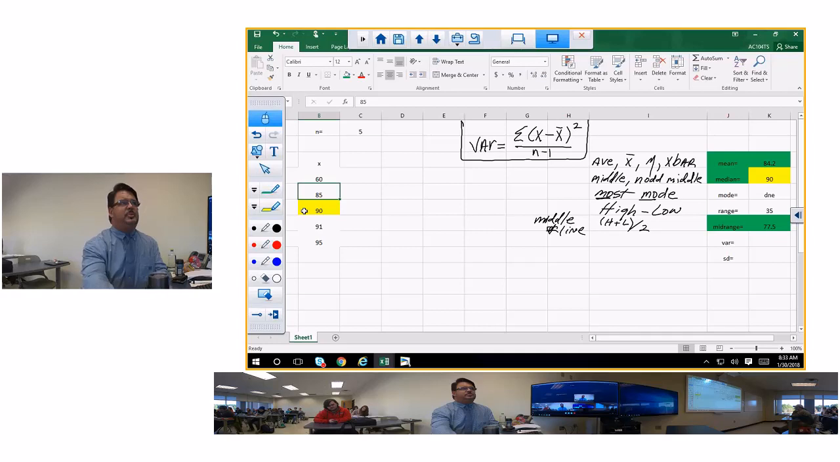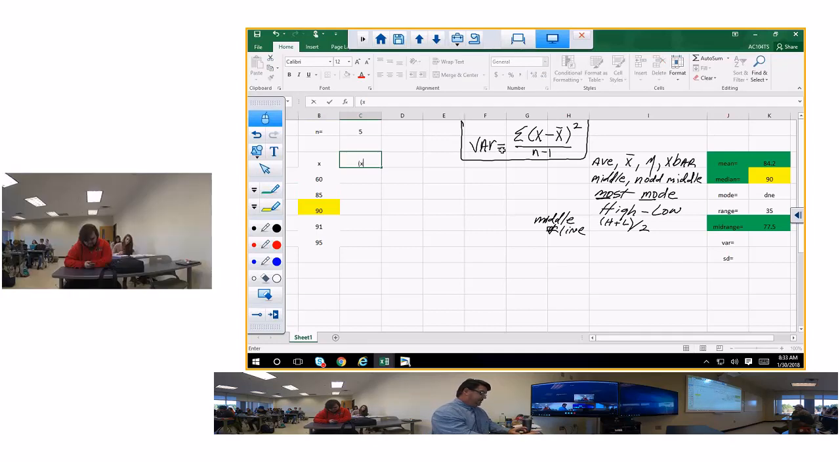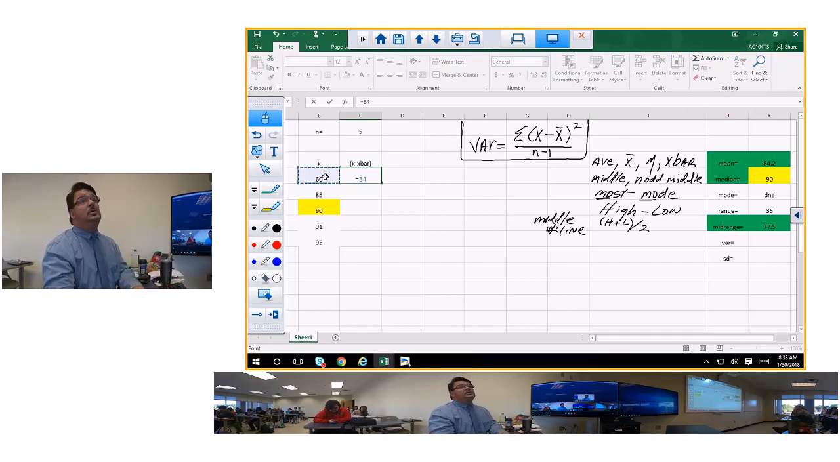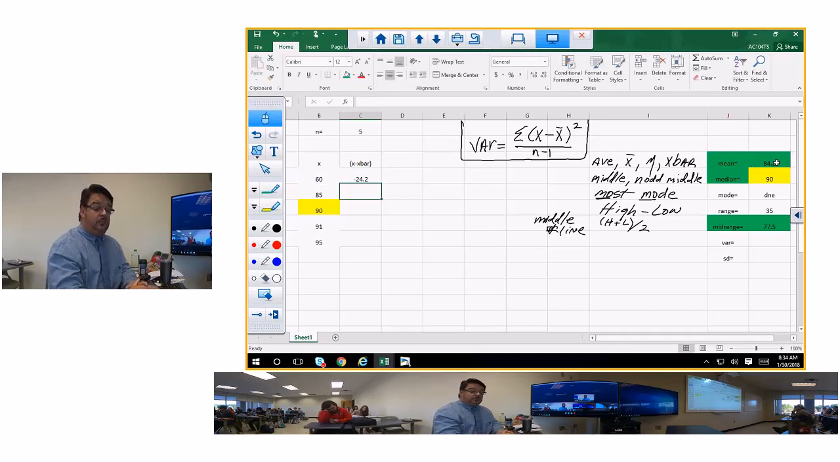All right, so X minus X bar. I'm going to have a column here, and I'm going to call it X minus X bar. And equals 60 minus that number right there, F4 to lock, for those people that know what that means. If you don't know what it means, you don't need to know. There you go. And now copy that down.